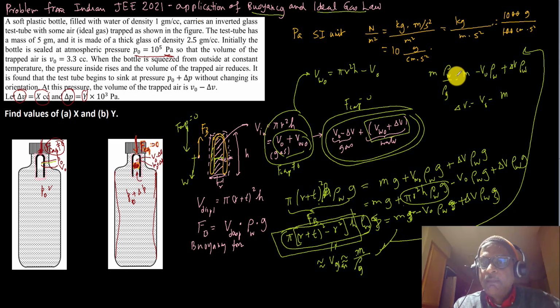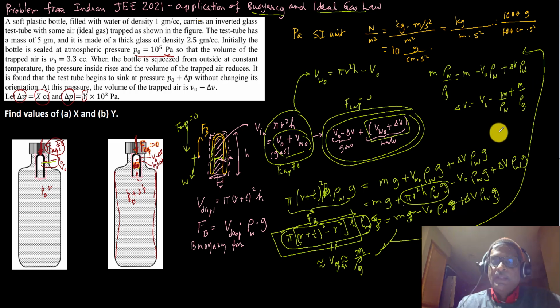you have m, and then you bring this m over here, and so that's going to be minus m plus this m over rho w rho g.